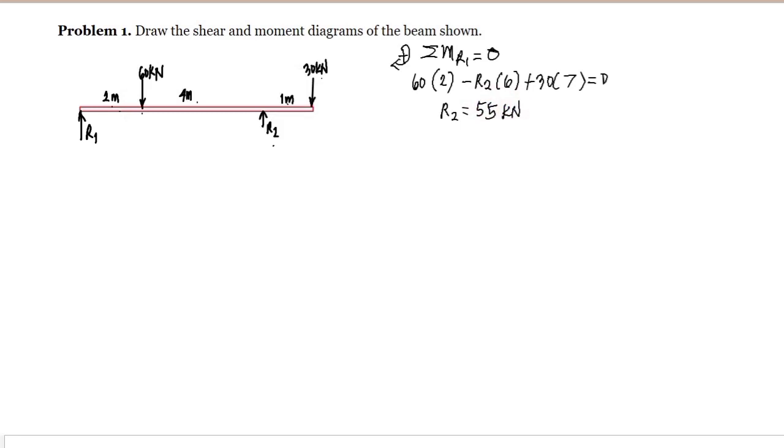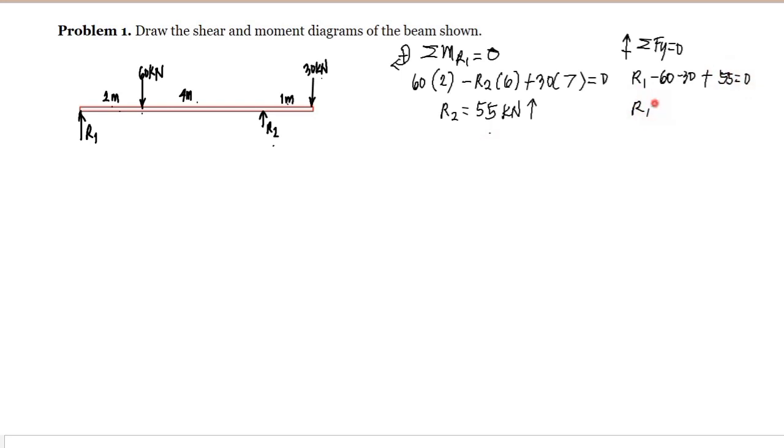Since the answer is positive, meaning the assumption for R2, which is directed upward, is correct. In order for us to compute for the value of R1, we have to summate force vertical equal to 0, taking the upward direction as positive. So we have here R1 directed upward minus 60 minus 30 plus R2, which is equal to 55 kilonewton. This is equal to 0.